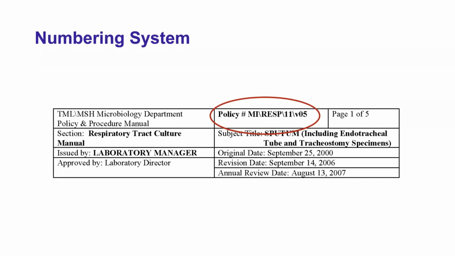So this is an example. This was just that header that I showed in the SOP section. And so this would be an example of how to code, or what a numbering system would look like and where it would appear on a document.